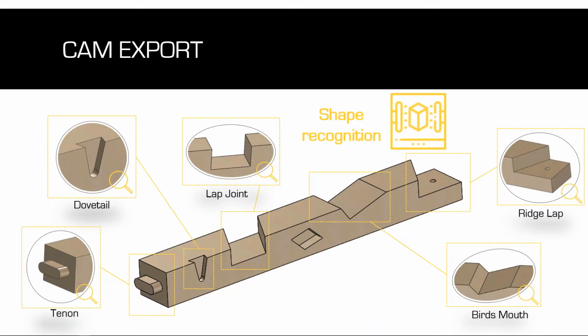You have some examples with tenon, dovetail, lap joints, ridge laps, bird mouth. All these kind of joints are specific to this kind of machines, and we'll be able to detect all those shapes and export them to the machine language.